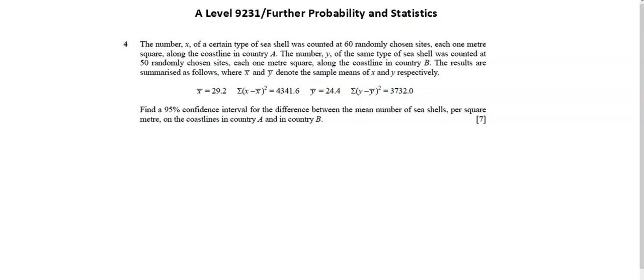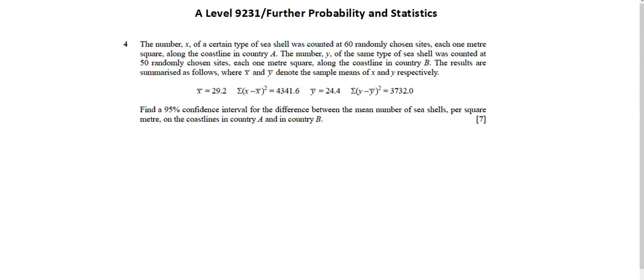The results are summarized as follows, where x bar and y bar denote the sample means of x and y respectively. And based on the given data, the requirement reads, find a 95% confidence interval for the difference between the mean number of seashells per square meter on the coastlines in country A and in country B. This is a confidence interval relating to a difference in means.